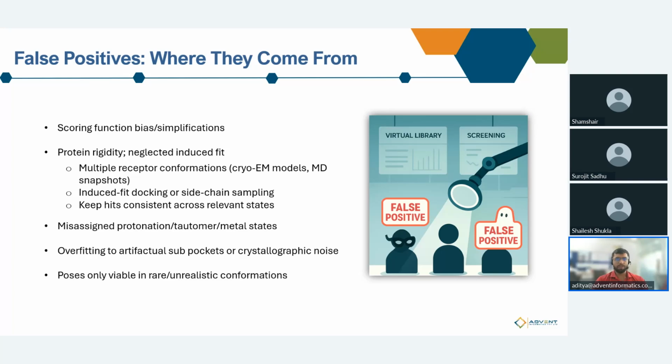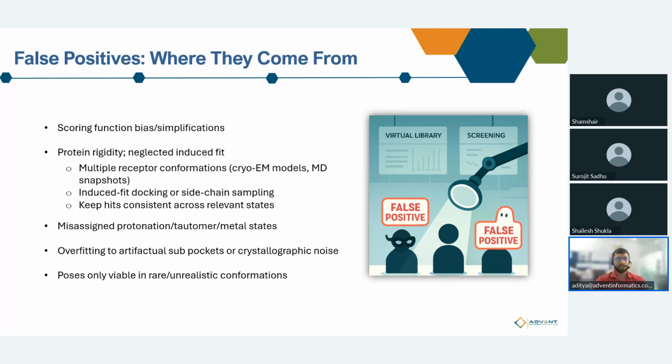So one of the reasons for false positives is the scoring function. They are biased. They are too simple for that. Scoring functions are based upon algorithms, and they are not yet fully capable of understanding the biological system and giving the right result, which is 100% sure.